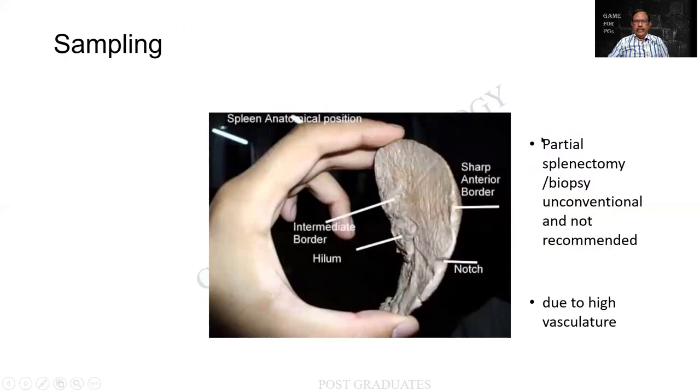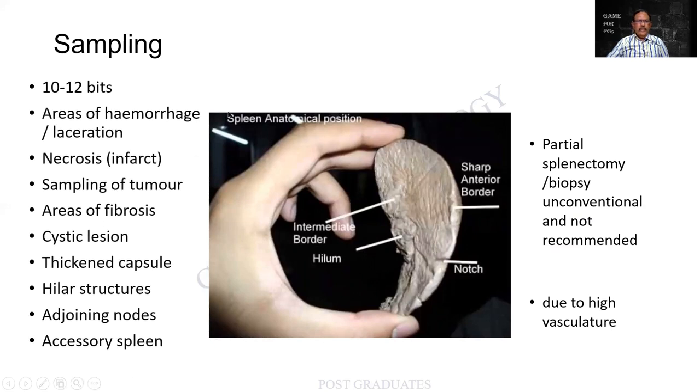So this we have already seen, and now the sampling. Obviously, the specimen of the spleen is brought to us as a total splenectomy. Partial splenectomy, biopsy, etc. are not conventional. They are not advised at all, not recommended. The reason is very obvious. Because of the high vasculature, intruding into it is going to cause profuse bleeding, which will end up with splenectomy anyway. That is why we get specimens with splenic rupture.